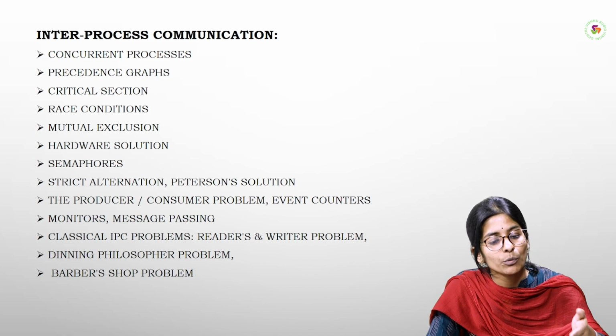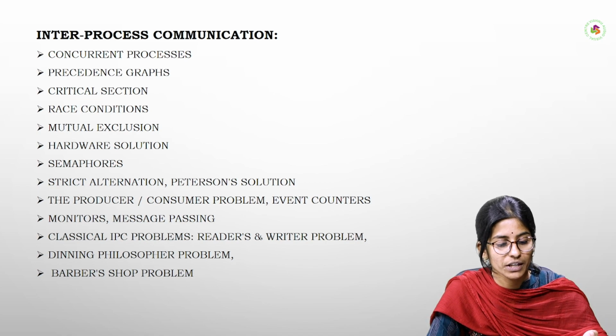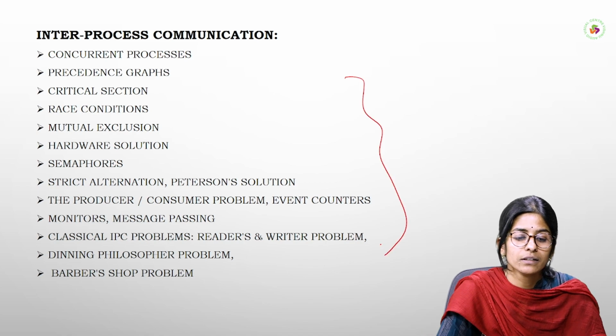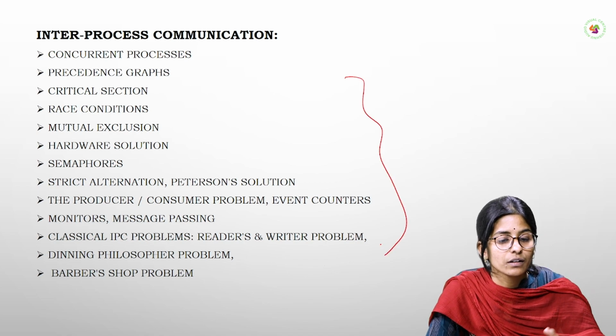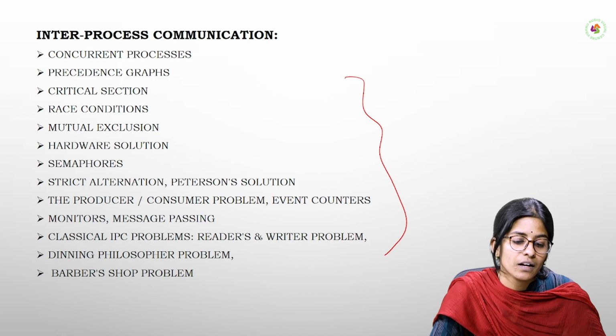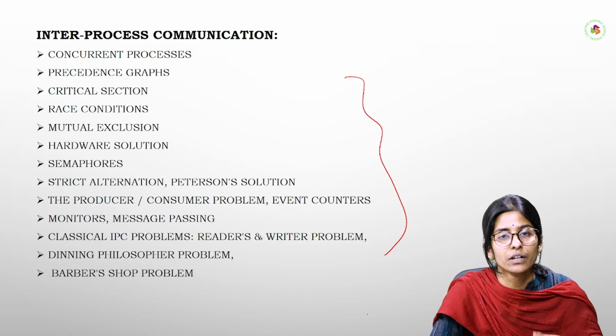So we learn about inter-process communication, and we learn so many topics in it. These topics are covered in inter-process communication: concurrent process and critical sections, race conditions and semaphores, so many topics we have. We covered these topics in our inter-process communication.